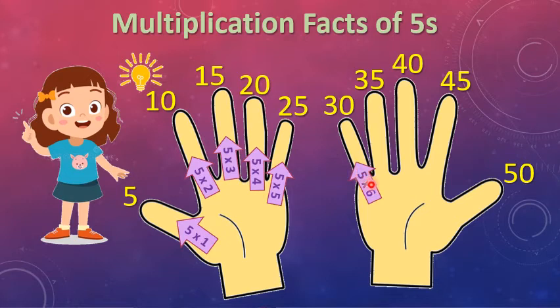Here we have 5 by 6 equals 30, 5 by 7 equals 35, 5 by 8 equals 40, 5 by 9 equals 45, and the last finger here, 5 by 10 equals 50. 30, 35, 40, 45, and 50, and so on. Good job.